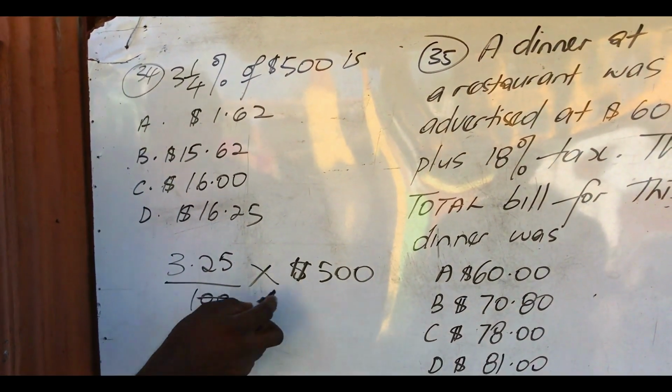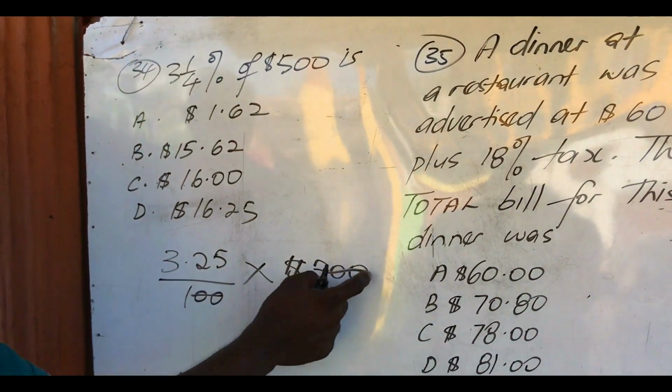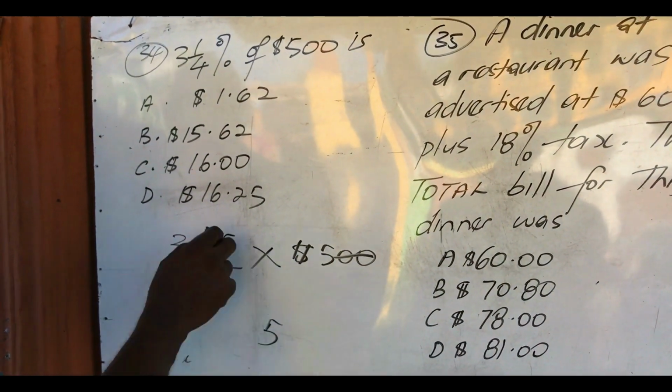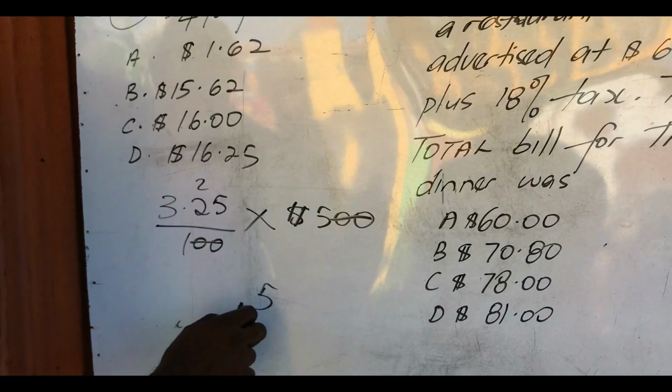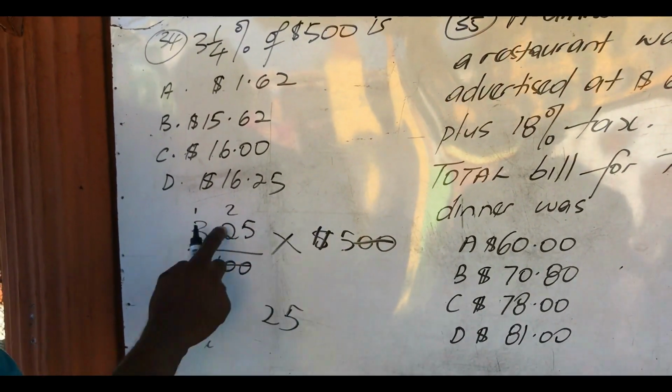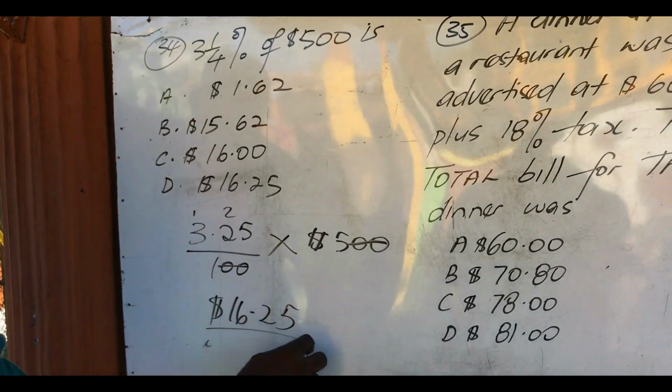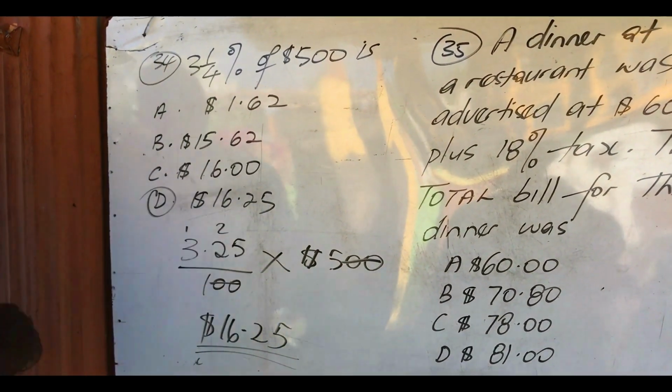And so we have 2 zeros cancel 2 zeros, or 100 into 500 is 5. Now we multiply. 5 5s is 25, 5 carry 2, 5 2s is 10 and 2 is 12, 2 carry 1, 5 3s is 15 and 1 is 16. Decimal point is there. So our answer is $16.25. That is D.